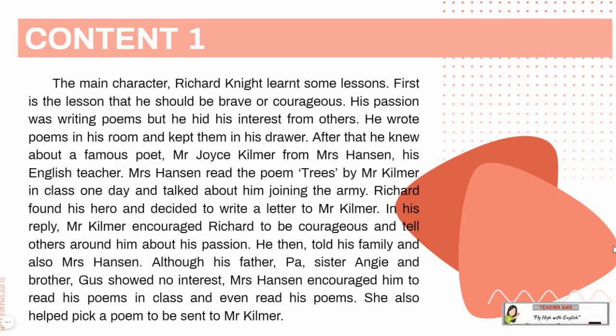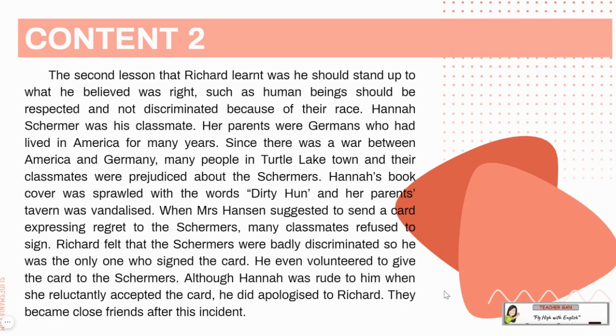Richard found his hero and decided to write a letter to Mr. Kilmer. In his reply, Mr. Kilmer encouraged Richard to be courageous and tell others around him about his passion. He then told his family and also Mrs. Hanson. Although his father, Pa, sister Angie, and brother Gus showed no interest, Mrs. Hanson encouraged him to read his poems in class and even read his poems. She also helped pick a poem to be sent to Mr. Kilmer.